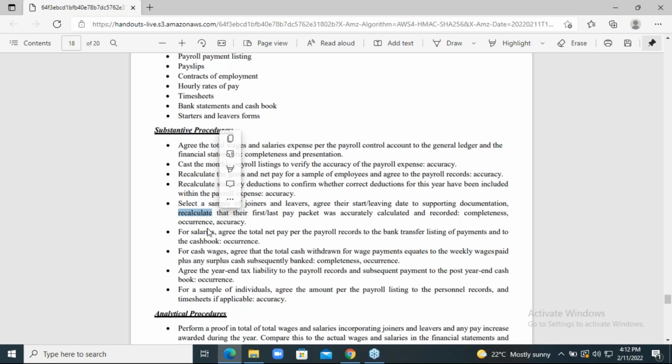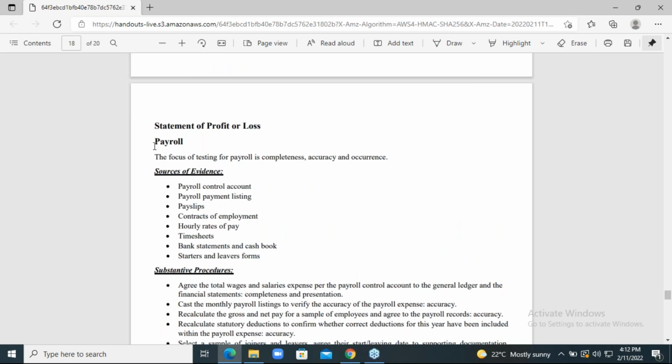Now assertions are occurrence, completeness, accuracy, cutoff, classification, and presentation. So occurrence means that whenever a sample of payroll calculation has been made and it is shown that salaries and wages are paid to Mr. A, so this is recorded. They should have been paid to Mr. A. So we can confirm this by the signatures of Mr. A, or we can confirm through the payment on the bank statement.